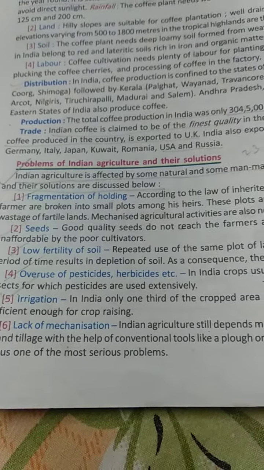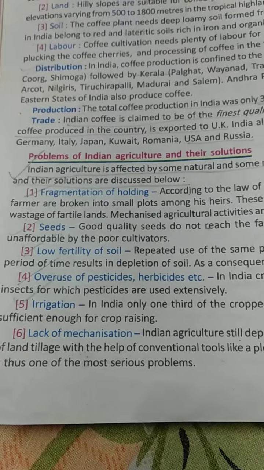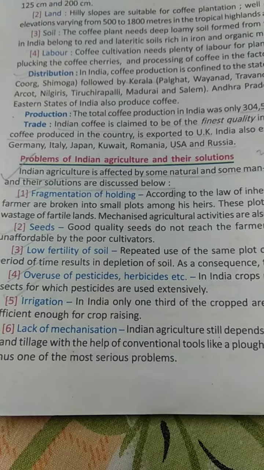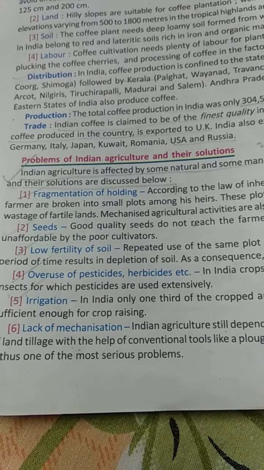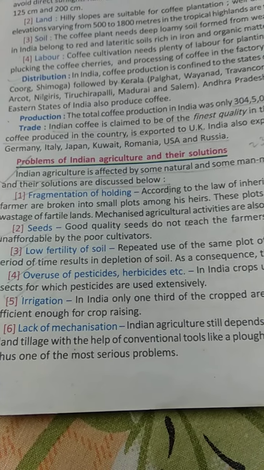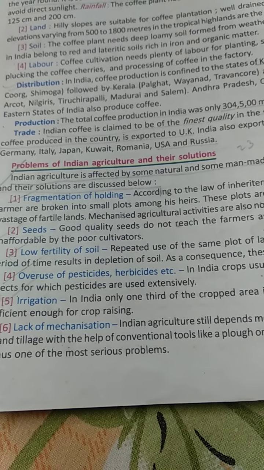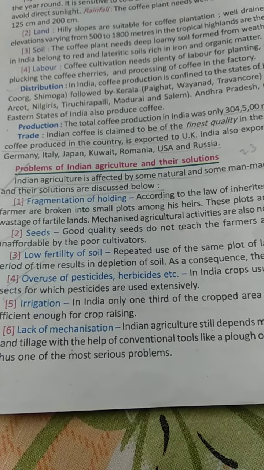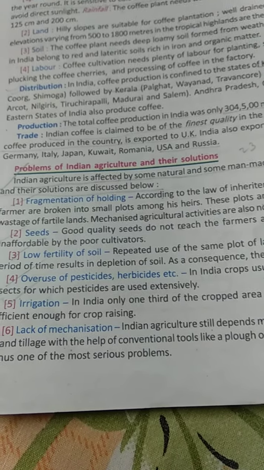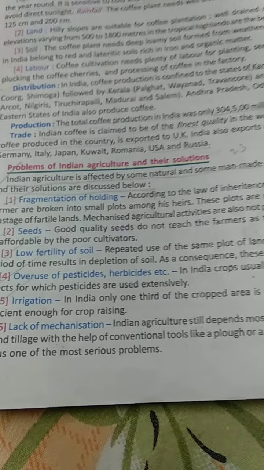Next is seeds. Good quality seeds are not available to the farmers, and as they are of high price, they can't afford them. So, with unfavorable seeds, the poor cultivator suffers a lot, and that's why agricultural production also suffers a lot. Low fertility of the soil.